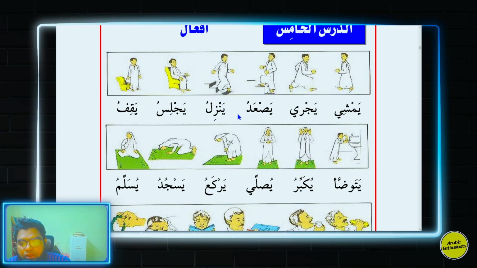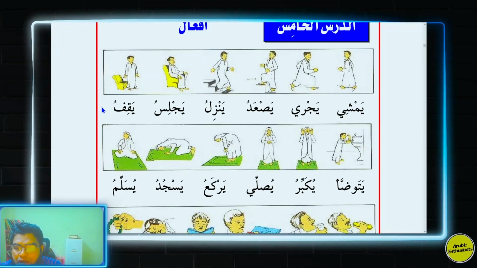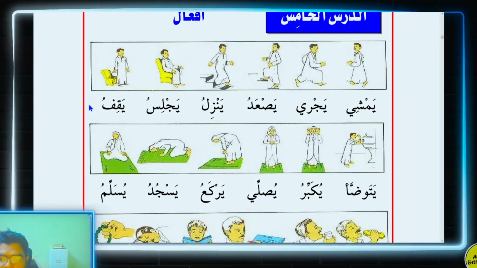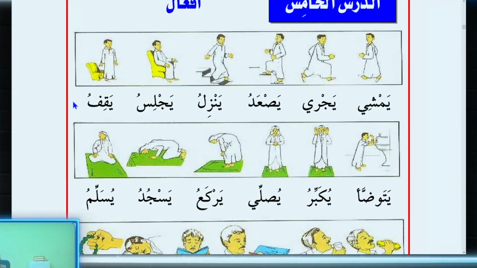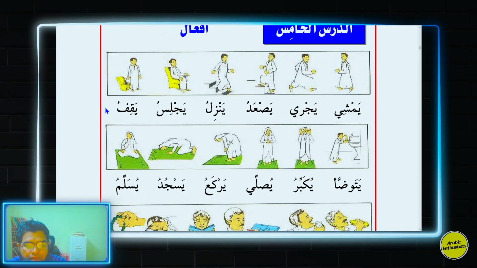But if you want to bring a name, you can bring it. Like Hamid walks. So you bring a verb first. You say Yamshi Hamidun. Yajri Hamidun. Yas'adu Hamidun. Yanzilu Hamidun. Hamid descends. Yajlisu, he sits. Yaqifu, he stands. So make your own sentences. Like you can put any name with a male guy. Khalidun, for example. Yamshi Khalidun wa yajri. Hamid walks and yajri Khalidun. He runs. Khalid runs. Yas'adu, yanzilu, yajlisu, yaqifu.